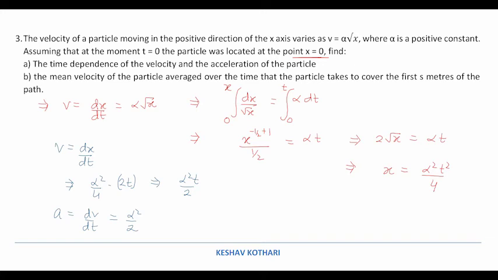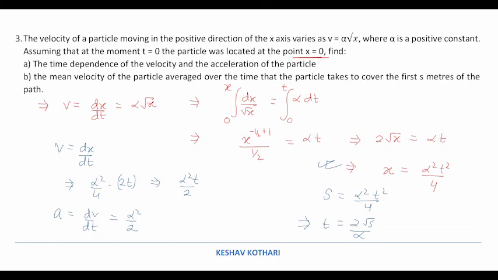Now the next part, the question is asking the mean velocity of the particle averaged over the time that the particle takes to cover the first s meters of the path. So if the question is asking first s meters of the path, then from this equation I can say that if the displacement is equal to s, let us calculate the time taken to cover this distance, and from here we get t equals 2 root s by alpha.